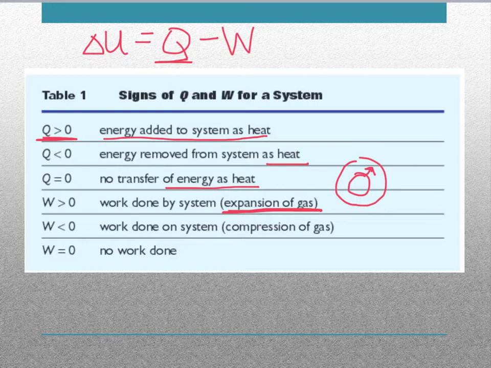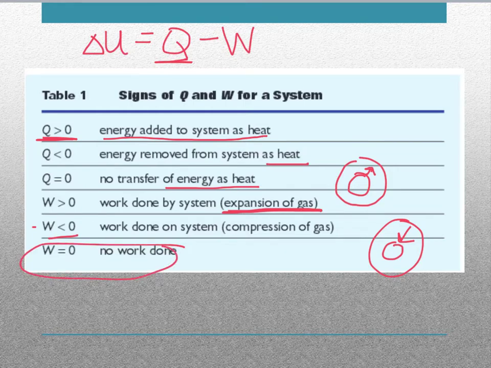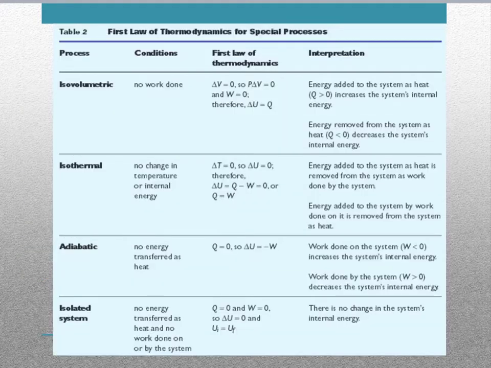But if work is done on the system, so if instead our balloon gets smaller, then we'll have a negative value of W, less than 0, and if no work is done, W equals 0. This kind of helped me create the table that we looked at in the last video. And here's the table from your book.